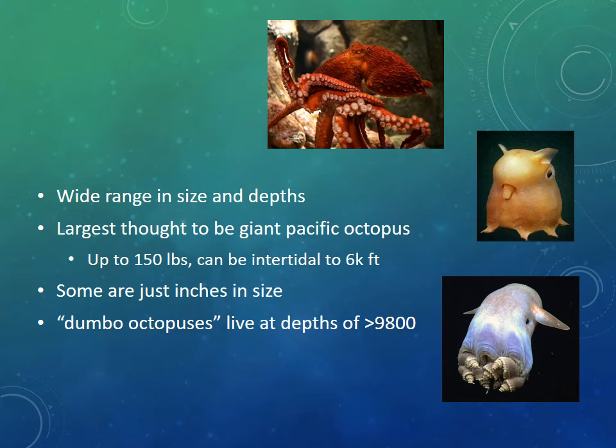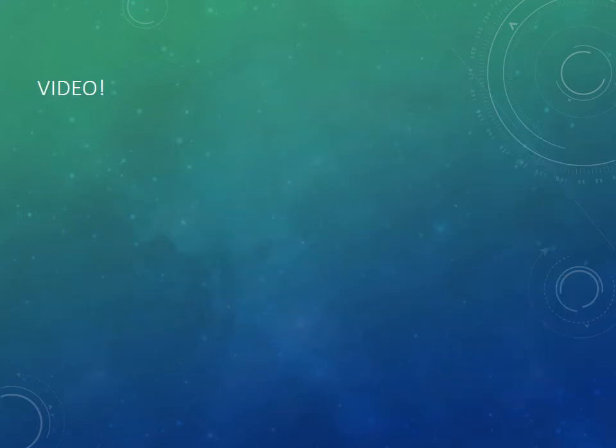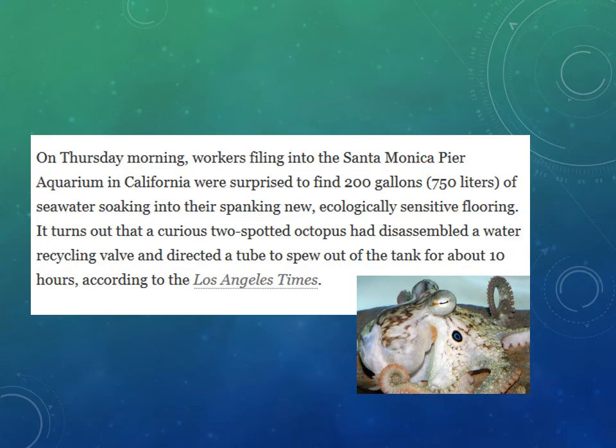Octopus. But they can vary greatly in where they're found and their size. The largest ones can be the giant Pacific. Some can be very small. Some can live in very deep depths. So definitely a lot of videos because it's amazing.